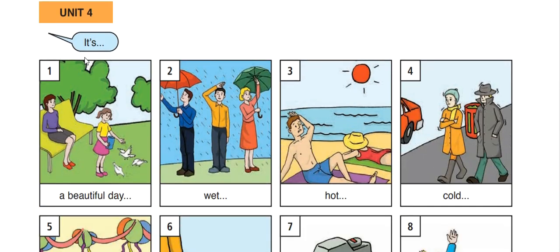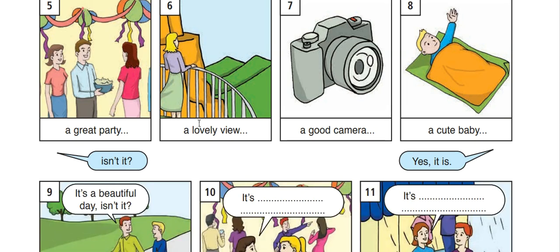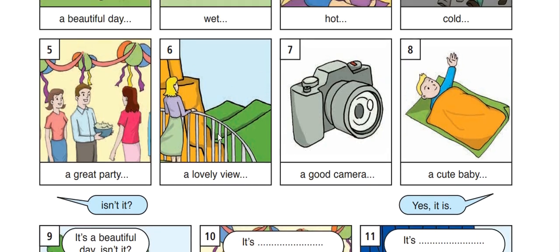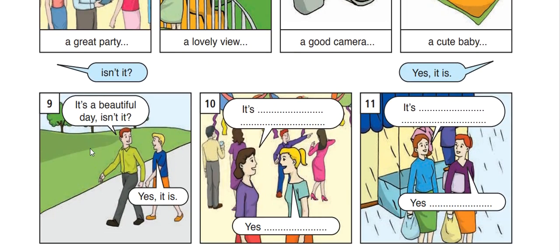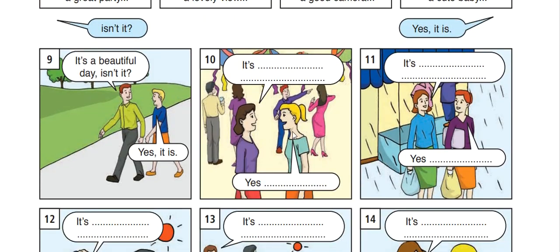Now make sentences with given pictures and use it's. It's a beautiful day. It's a wet day. It's a hot day. It's a cold day. It's a party. It's a lovely view. It's a good camera. It's a cute baby. Isn't it? Now that question with picture 9. It's a beautiful day, isn't it? Yes, it is. Now your turn with picture 10 and 11.